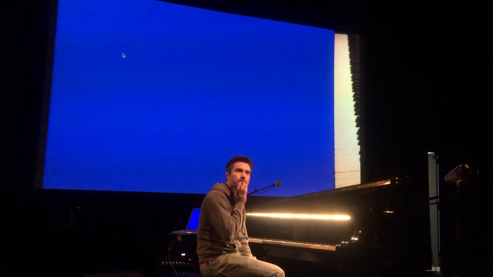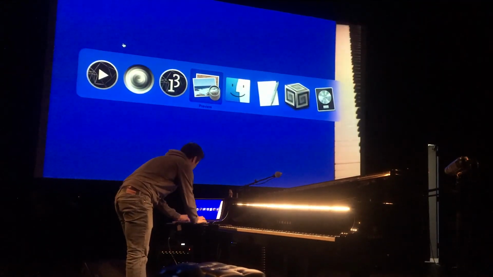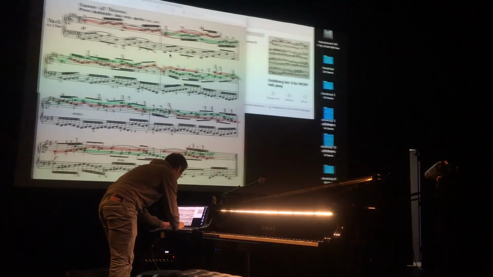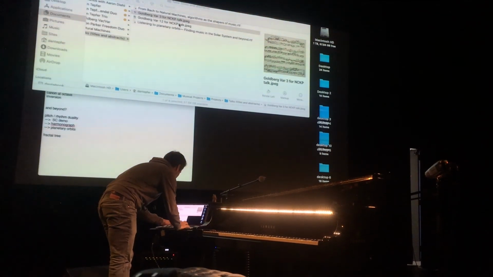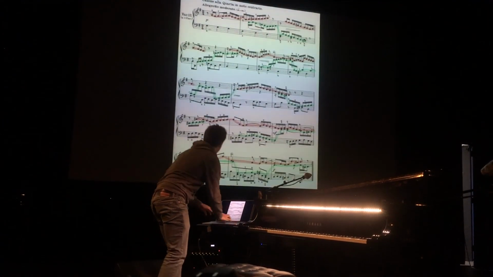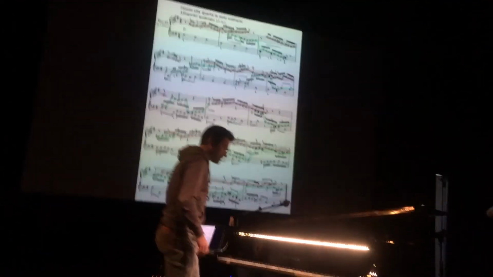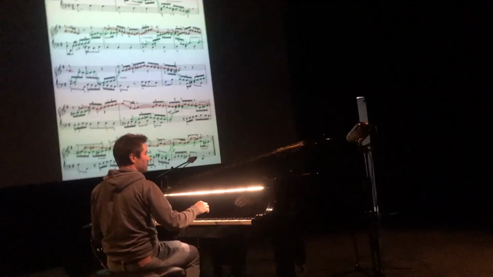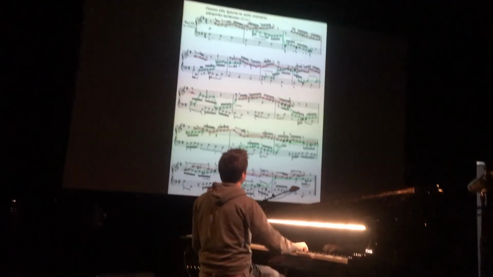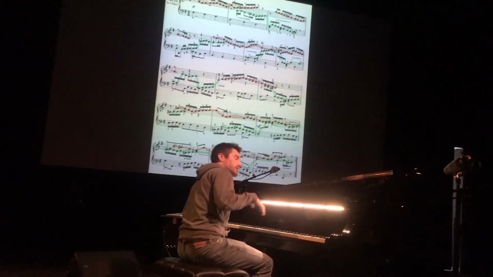Let's look at variation 12 from the Goldberg variations. This is a really fascinating one because you see that first voice come in, the red voice. And the green voice, which is the second voice, comes in response.